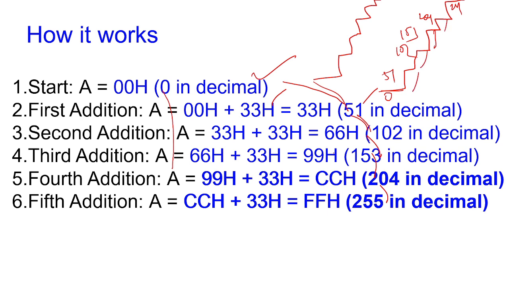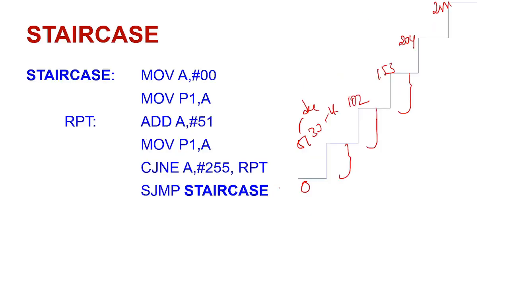So before you write the program, you need to fix the step. Accordingly, you need to write the program. You want to load the value in the accumulator. Now we will go for the program. See, now I am loading the value to the accumulator, that is 00h. So now the accumulator register is loaded with the value 00h. That is the first instruction. Then whatever content is in the accumulator will be transferred to port 1.